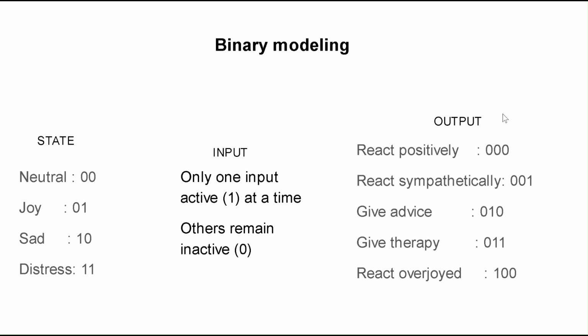So only one input is active at 1 at a time, and the other remaining are inactive at 0. For the output encoding, because we are using binary encoding, we will use the equation of log. Log 2 of 5 is approximately 3, so it will need 3 bits to represent each state of the output, as you can see from here.